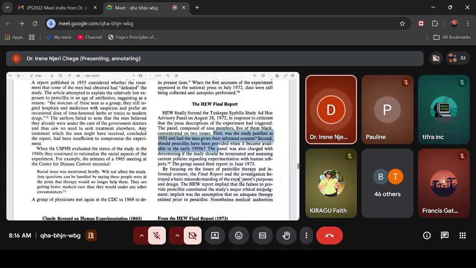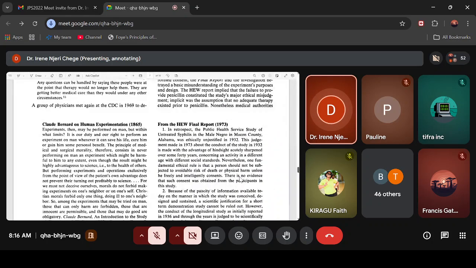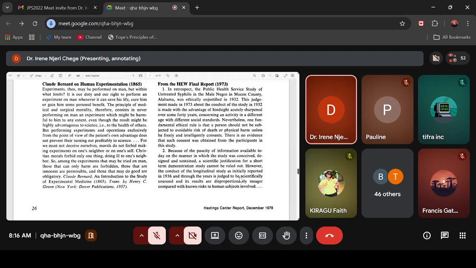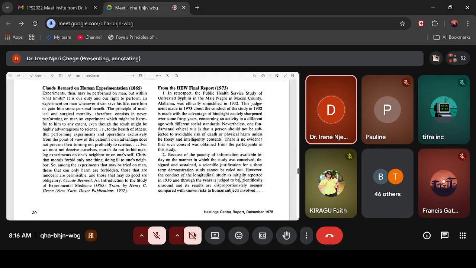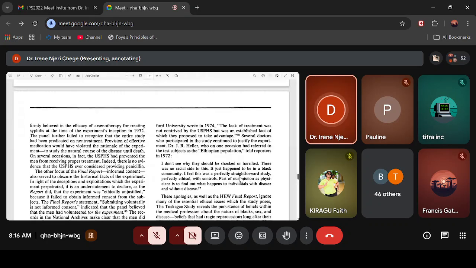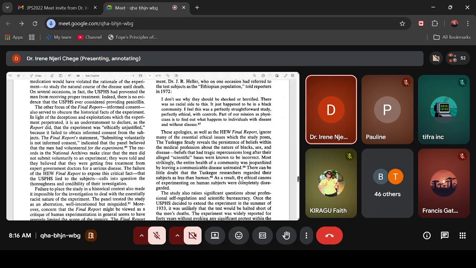Second, they said that penicillin should have been given when it became available. So from 1930 to 1950 is when the report is saying you should have given these men treatment for syphilis. And don't forget, these men are also living in a population. So the population is still breeding, they're still transmitting the syphilis. So even the death rates may be even higher than we know, okay?